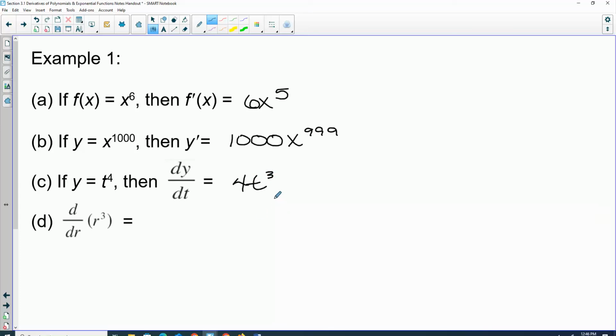Okay, if I say d over dr of r cubed, that's another way I might say derivative of r cubed. 3r to the second. Okay, so do you guys feel like you can handle those?